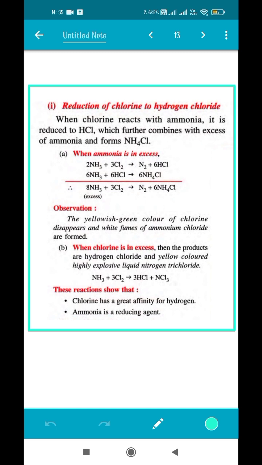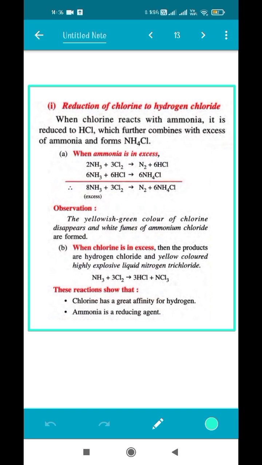Now talking about the reduction of chlorine to hydrogen chloride using ammonia, basically the reaction of chlorine with ammonia. Here we can have two types of reaction. In one case chlorine is in excess and in the other case ammonia is in excess. So don't get confused about which products are formed in which case. Let's see first what happens when chlorine is in excess. When chlorine is in excess, the products are hydrogen chloride and a yellow colored, highly explosive liquid called nitrogen trichloride. You have never heard about this chemical earlier, so this is completely new.